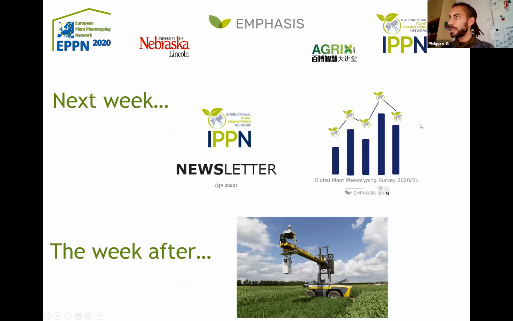So next week already, there will be the release of the 4th IPPN newsletter. Be sure to check on all recent news around the global plant phenotyping community and IPPN as an organization. Part of this newsletter will be the Global Plant Phenotyping Survey for 2020-21. Usually, the Global Plant Phenotyping Network, together with EMPHASIS, the European partner, releases these kinds of surveys in a biannual manner. This survey has the purpose of giving us information on the current status of plant phenotyping globally, based on where you are, what profession you have, and in what field you are.